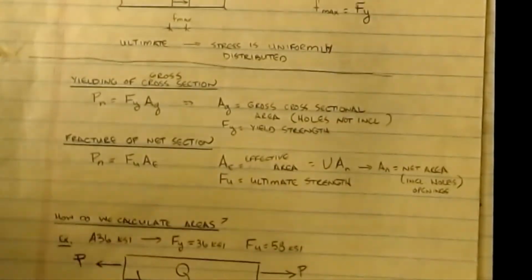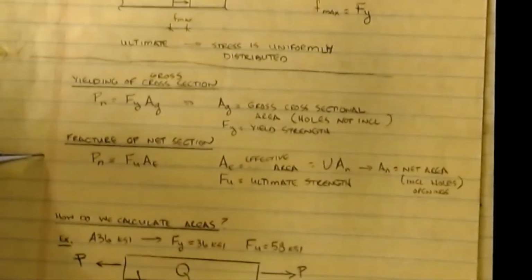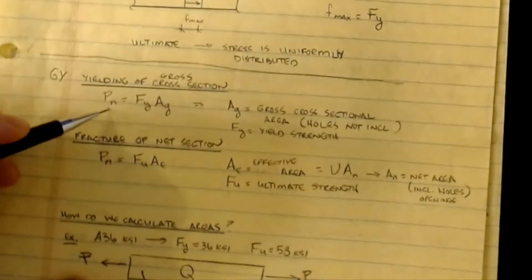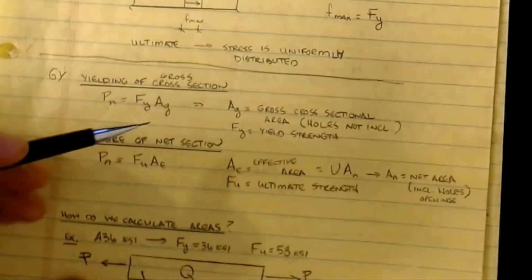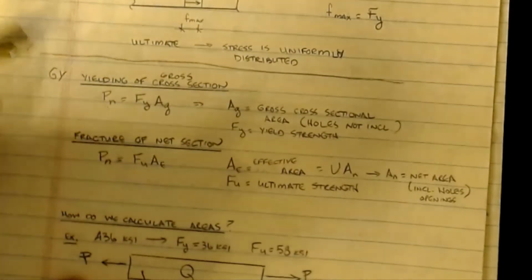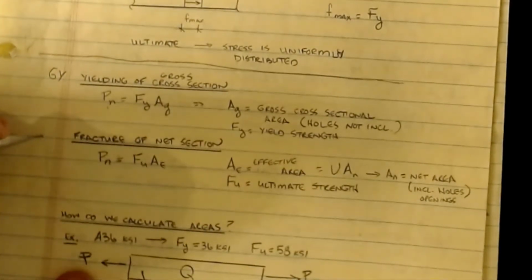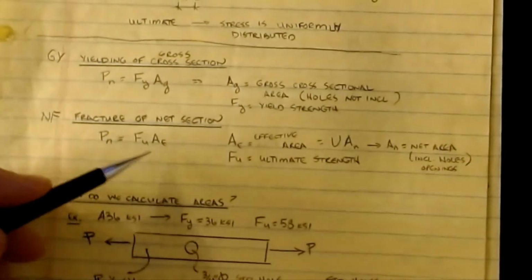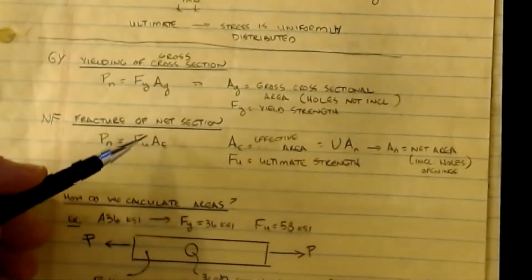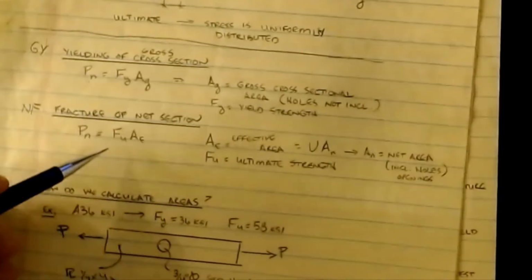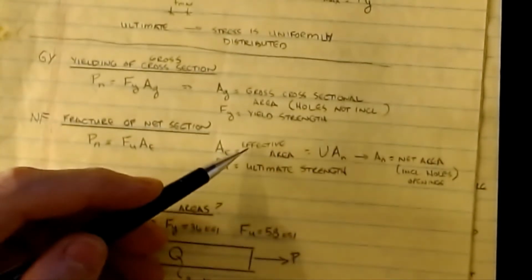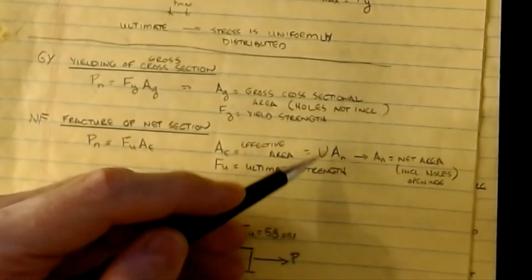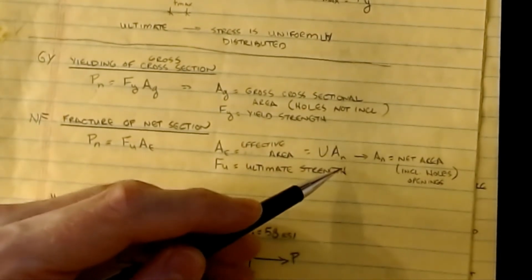Okay, so let's go back to our two cases that we had. So here's my gross yielding again. That was Pn is equal to Fy times Ag. Ag is the gross area, Fy is the yield strength. And then the fracture of the net section was Fu times Ae. Now, for bars, the actual equation for Ae is called the effective area, and it's equal to a parameter U called the shear lag coefficient multiplied by the net area.